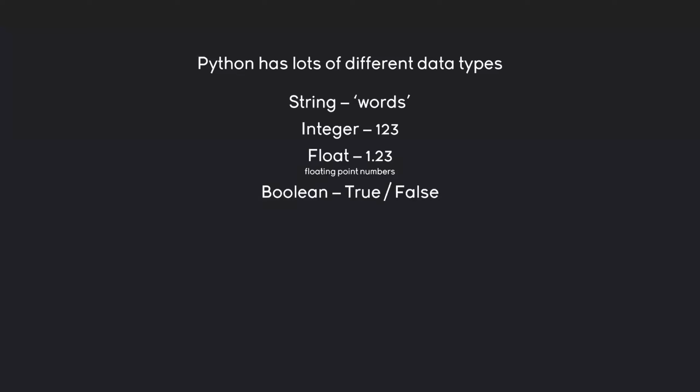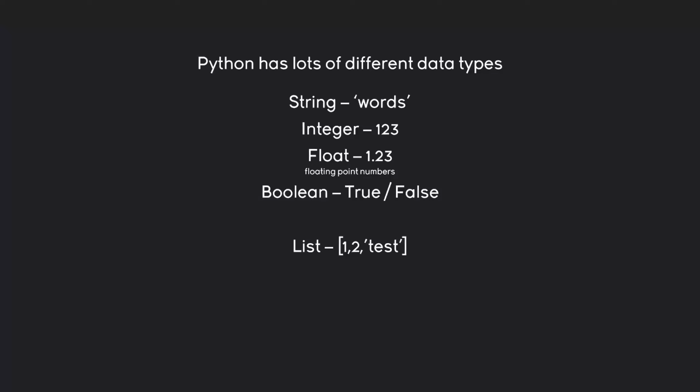Besides those four data types, Python has quite a few more. Some are more important, some are less important. But there are four that you absolutely have to know. Let's start with the easiest one, a list. This is basically just a container to store other data types.